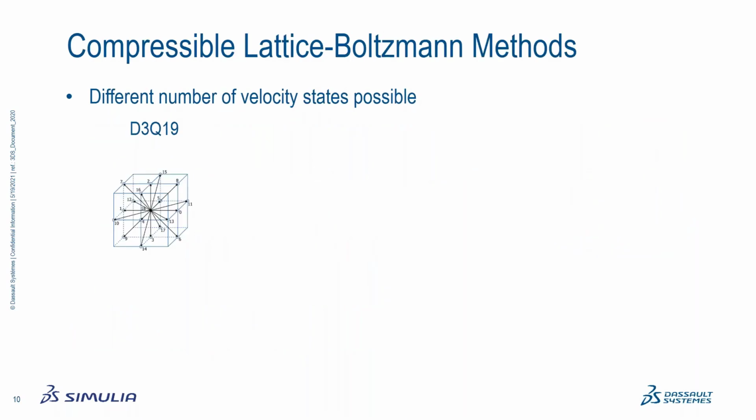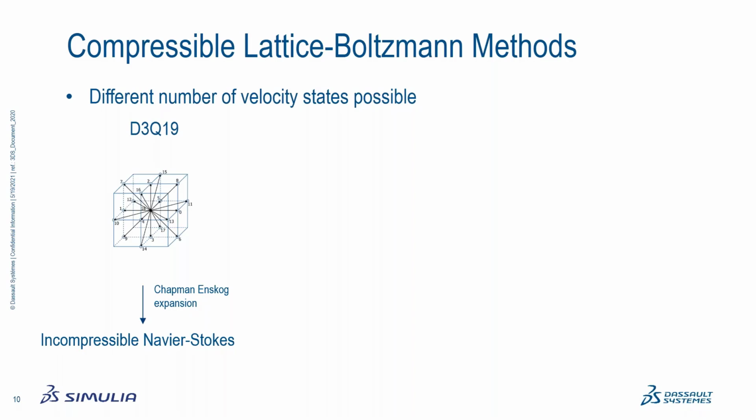So now I would like to talk about the compressible Boltzmann method. As I said previously, there are different numbers of velocity states possible, and the one that I showed you before is the D3Q19, so I'm just showing that sketch again. And if you remember, using the Chapman-Enskog expansion, we can arrive at the incompressible Navier-Stokes equation.